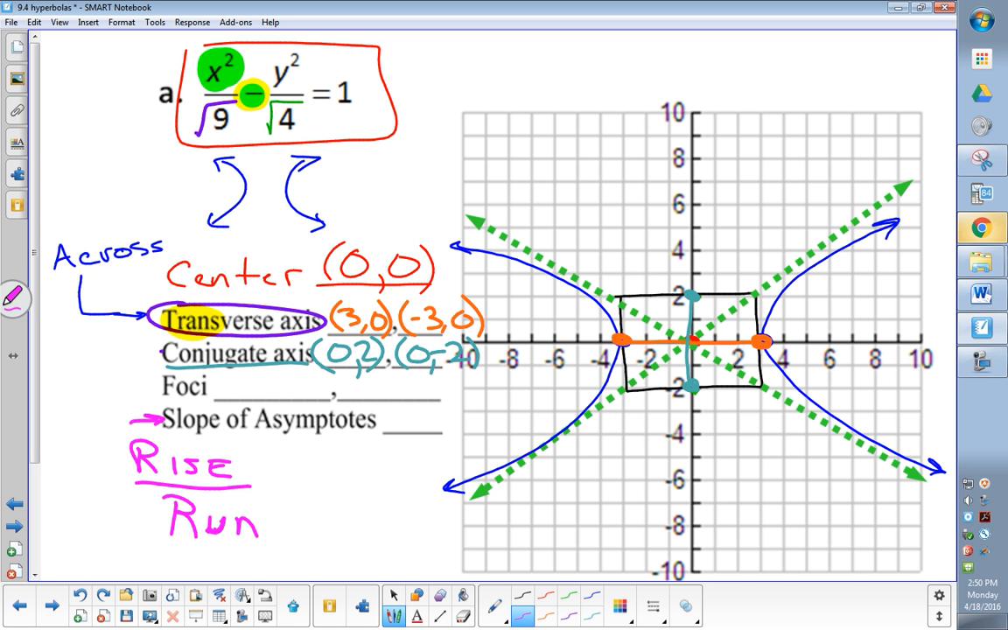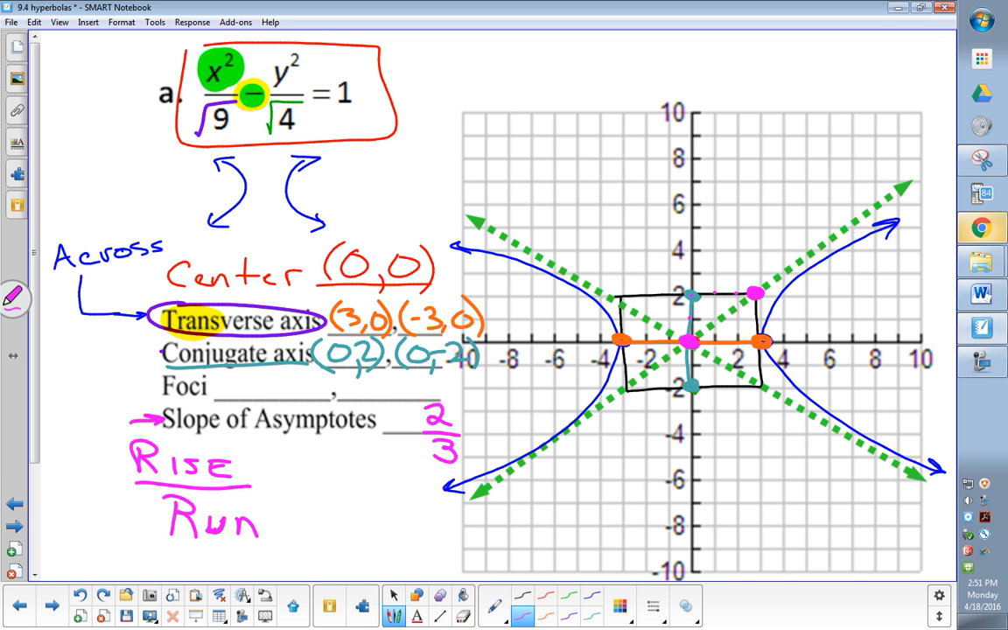So I want to count how much did I go up and how much did I go over. The easiest way to do that is to start in the middle of my box and count to my top right-hand corner. How much did I go up and how much did I go over to get there? So I count up 1, 2, and I go over 1, 2, 3. So my slope is 2/3. One of my lines goes up 2 over 3.